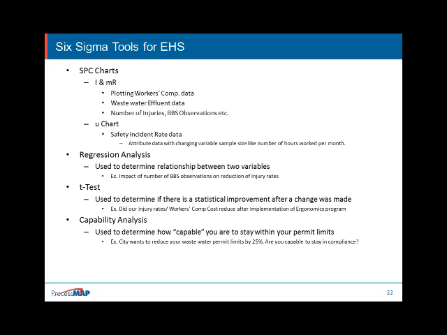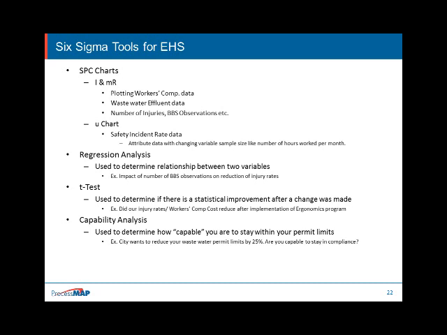Okay? We're going to talk about regression analysis. It's used to determine the relationship between two variables. For instance, the impact of the number of BBS observations on reduction of injury rates. We're going to talk about a t-test. Is there a statistical improvement after a change was made? Did our injury rates or workers' comp costs reduce after implementation of an ergonomics program, PPE program? You know, name your program. You want to check to see if you made a positive change after you made those changes in your program.